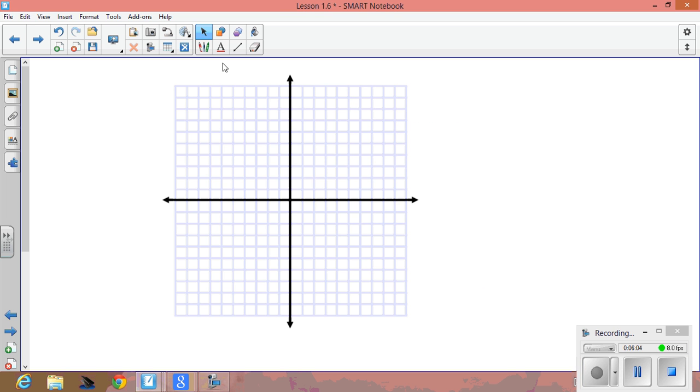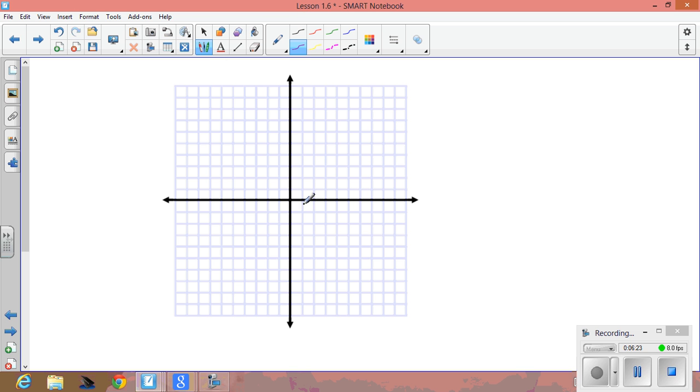So here's my coordinate plane. If you notice, it's not numbered. So you need to make sure that you number consistently. You can skip every other one and do 1, 3, 5, 7, 9. But remember, whatever you do, you need to be consistent all the way around.